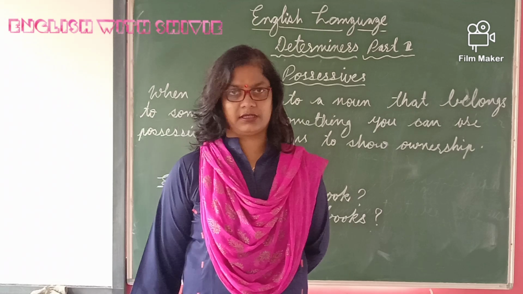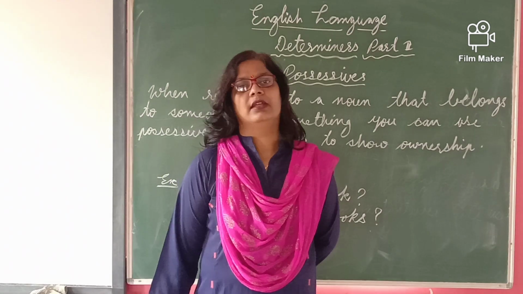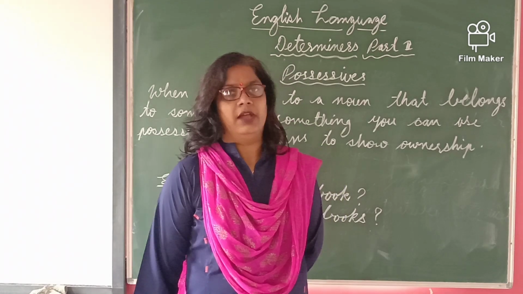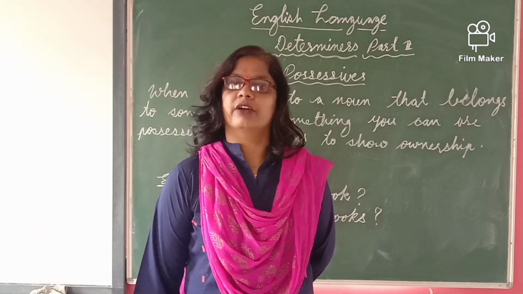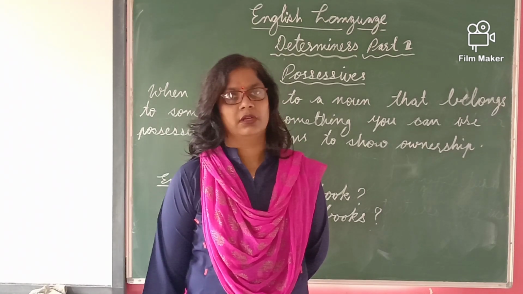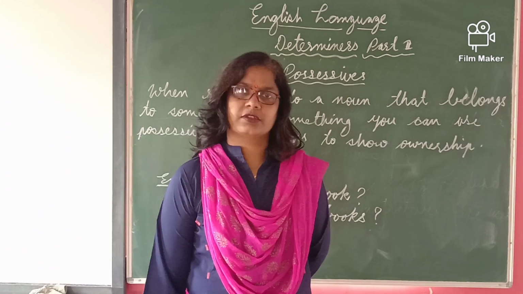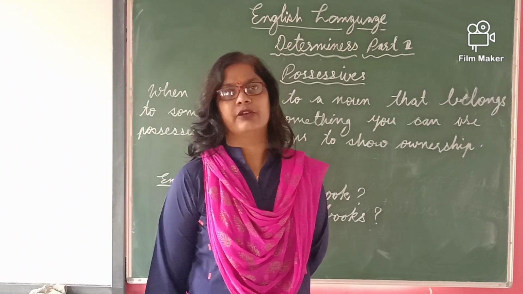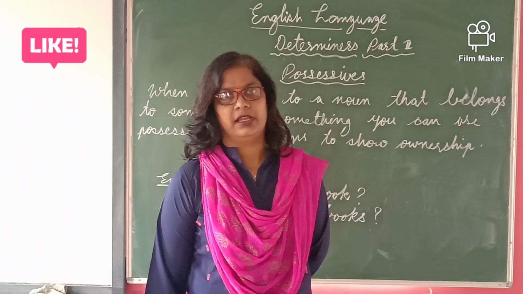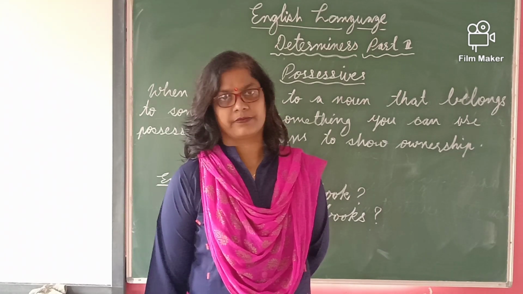Part 2 of determiners. In part 1, we learned what a determiner is and what the kinds of determiners are. How many kinds of determiners are there? Four. First, articles. Second, demonstratives. Third, possessives. Fourth, numerals, which can also be called quantifiers.